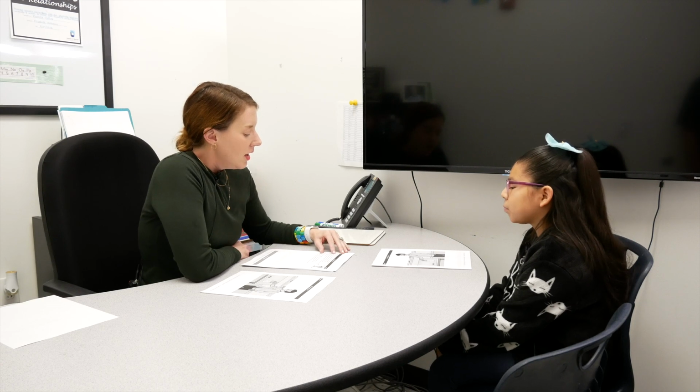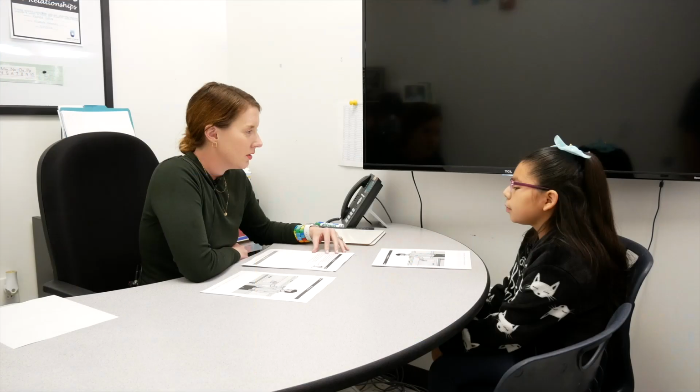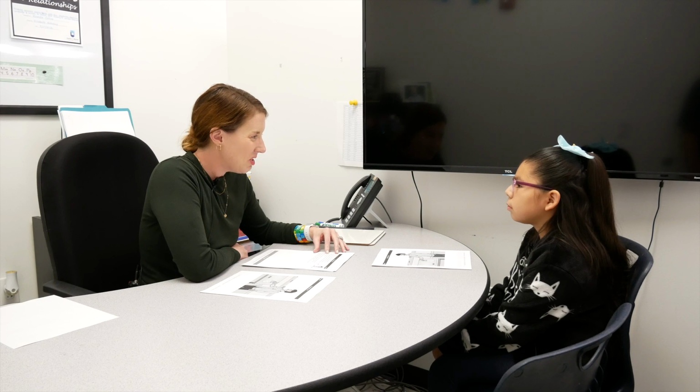So I'm going to read to you. Are you ready? Okay. This class has a marble jar. The class gets marbles when they follow the rules. When the teacher sees that the whole class is following the rules or doing something of their best work, she adds 1 marble to the jar. Do you have something like that in your classroom?